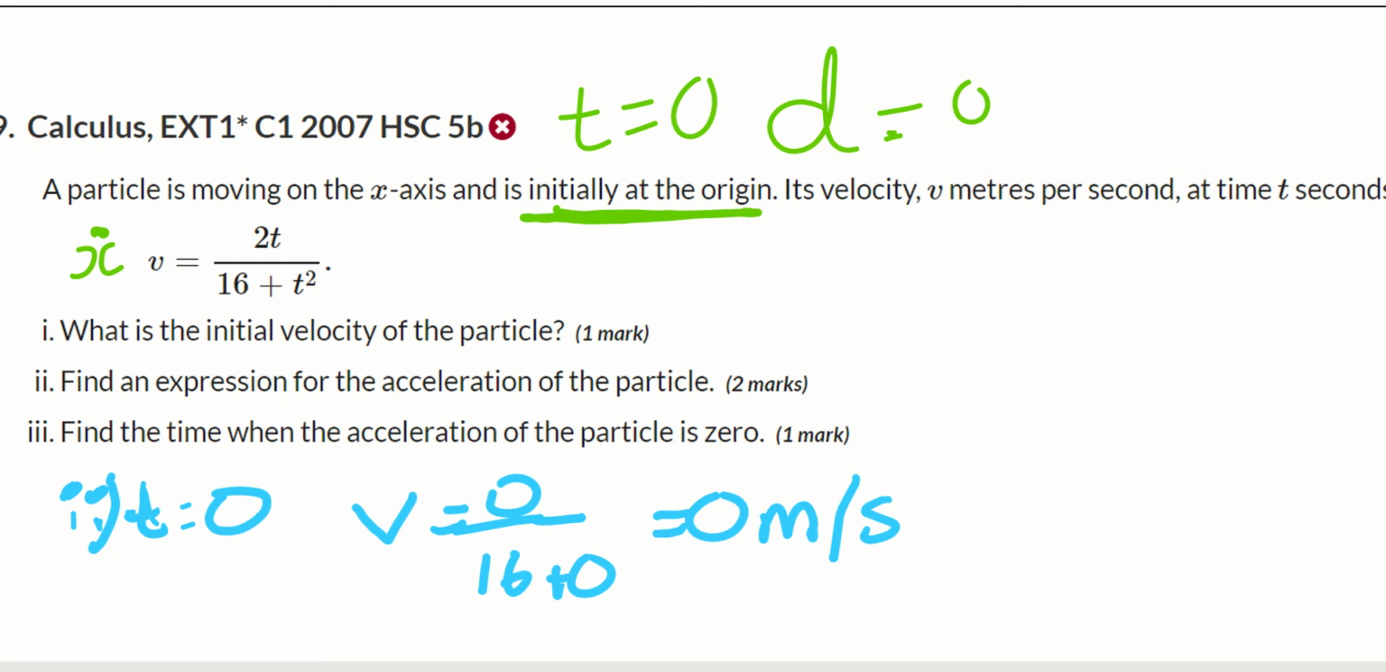Now part 2 says, find an expression for the acceleration of the particle. We're given the velocity. What do I know? When I have velocity and I need to find acceleration, I differentiate. So you have to differentiate that function. You've got to pull back out all of the information you know about differentiating something. Just think to yourself, before I tell you, how would I differentiate that equation?